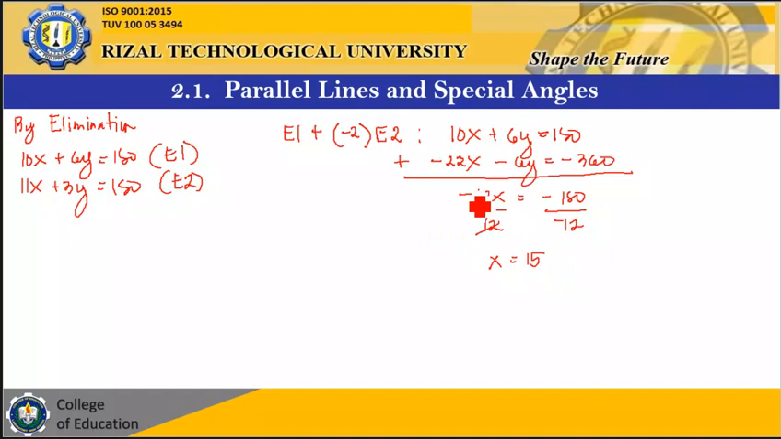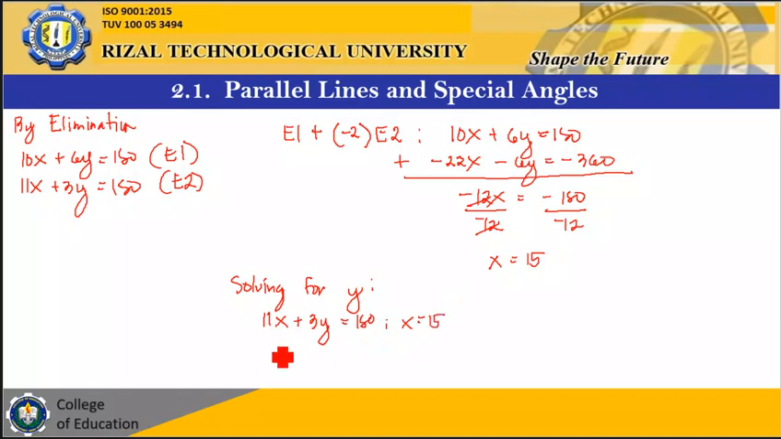Okay, and then solving for the value of y, I use, let's say, equation number 2, 11x plus 3y, but you can also use equation number 1. 3y is equal to 180 at x is equal to 15.